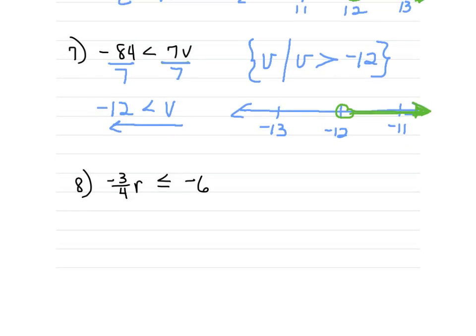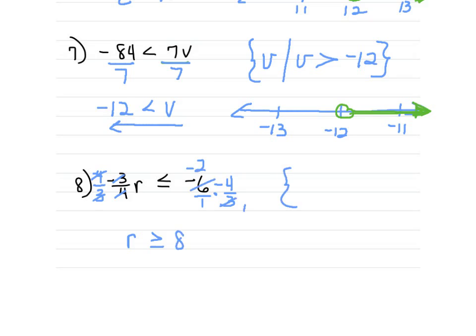All right, let's look at this one. Negative 3/4 r is less than or equal to negative 6. So in order to divide both sides by negative 3/4, I'm going to multiply by the reciprocal, multiply both sides by negative 4/3. Okay, so that eliminates the negative 3/4. I'm going to bring down r. Because I'm multiplying both sides by a negative, I must reverse my inequality. So instead of less than or equal to, it's going to become greater than or equal to. And here I can cross cancel, and my answer is 8.